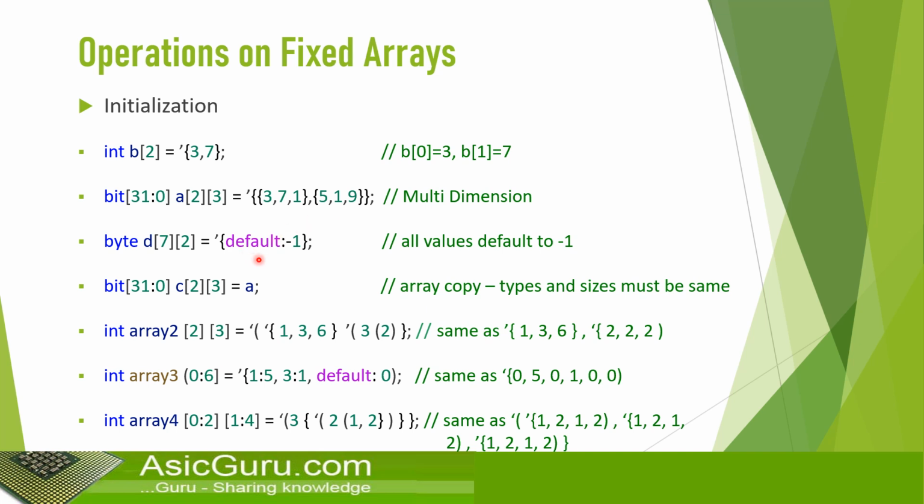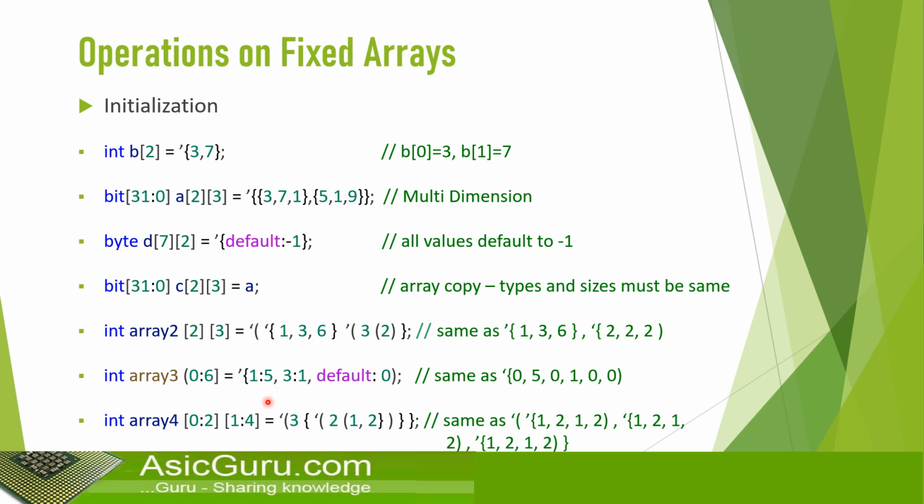Next is an example of default initialization. Here all values are initialized to -1. Next is array copying, and this is allowed only if dimensions and type match exactly. Next is an example of replication. Here 3{2} means replicate the value 2 three times. So at the first index, we assign the values 1, 3 and 6, and at the second index, we are assigning values 2, 2 and 2.